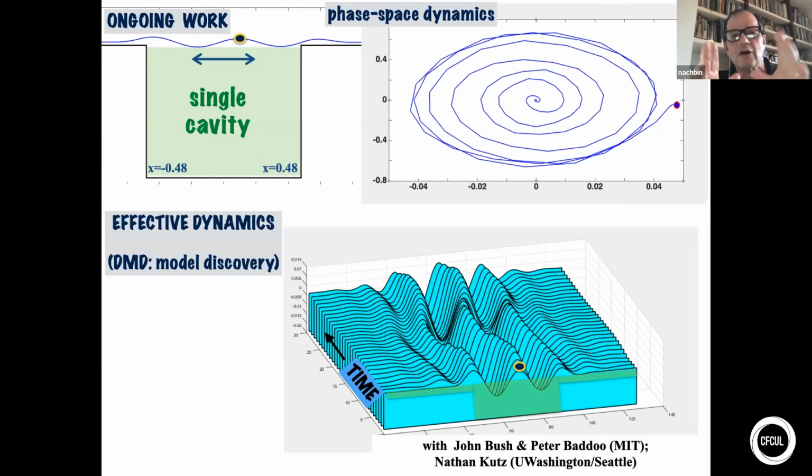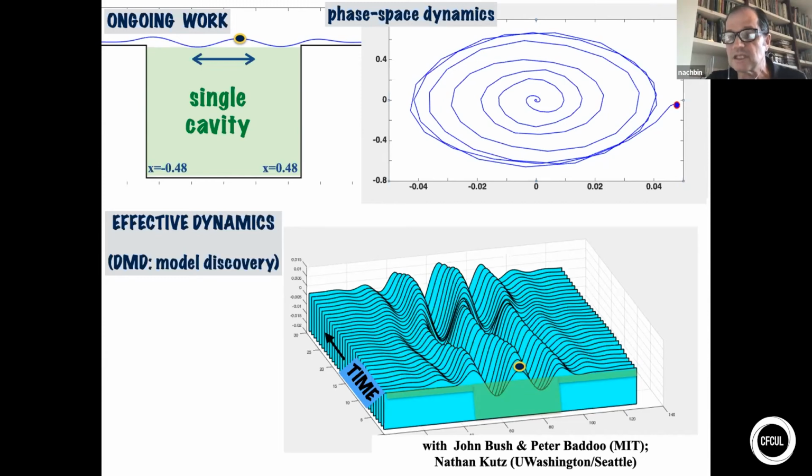Well, look, depending on how I set my cavity, I can actually have a model where the droplet, I put it at the side of the cavity, and it spirals in phase space to the center. And this is due to the wave sloshing that stops, and it goes to a bouncing regime.